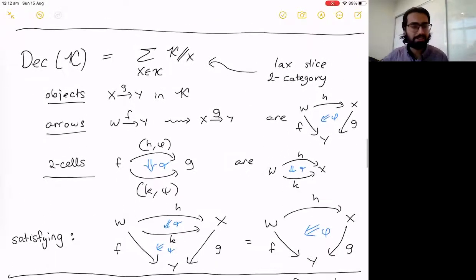So the decalage of a two category, very similar to decalages of categories, is taken as a certain coproduct, and it's a coproduct now over the lax slices of your two category. So what is the lax slice of a two category? Well, its objects are going to be the arrows of your original two category, but then an arrow in the lax slice is going to be a certain 2 simplex in your original two category as depicted. A 2-cell, however, in your lax slice will still be a 2-cell in your original 2 category, but it'll be subject to a certain commutativity condition as depicted as well.